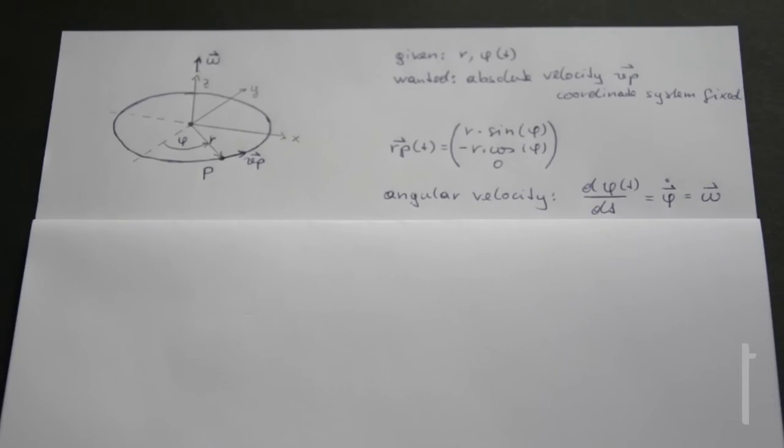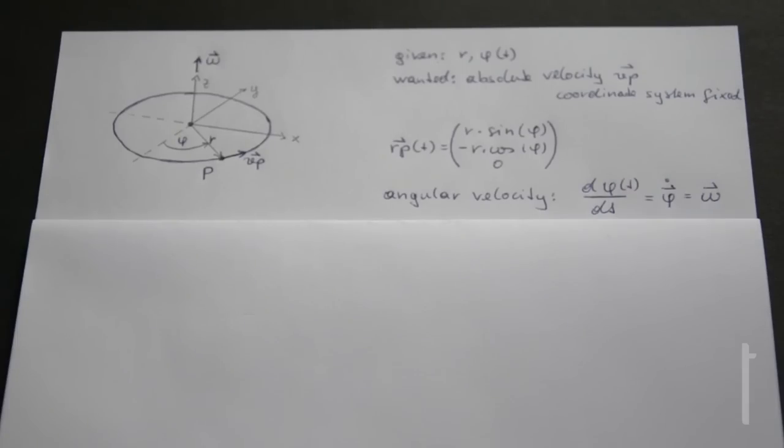For the sign, we have to think back to the right-hand rule. Here, phi is growing counterclockwise, and if we simulate that movement with our right hand, the thumb points into the same direction as the z-axis, so it's positive. If P would rotate the other direction, the thumb of our right hand would point downwards against the positive direction of the z-axis, and omega would be negative.